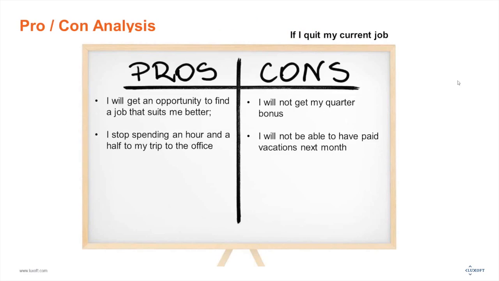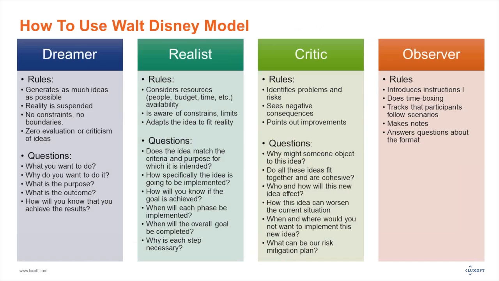I have some questions coming, and I'm going to read them. So there is a question about the Walt Disney Model. People feel more comfortable in some specific roles. Someone loves to be a dreamer, someone to be a critic. Does it mean that we have to assign people according to their comfort state, or should we assign people randomly?